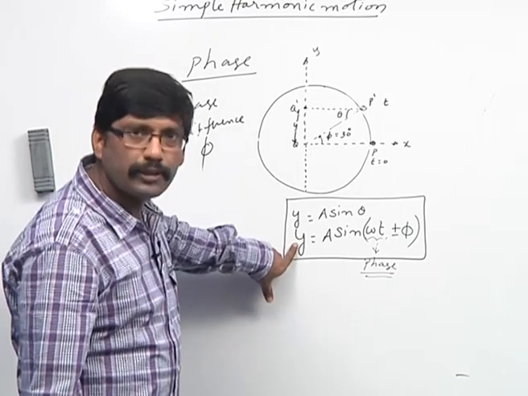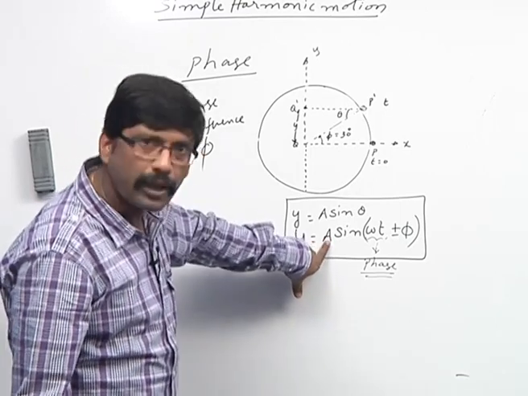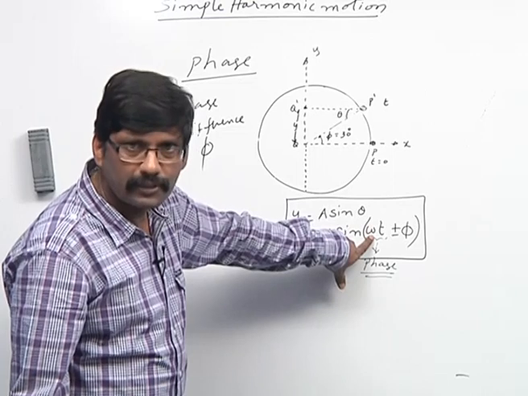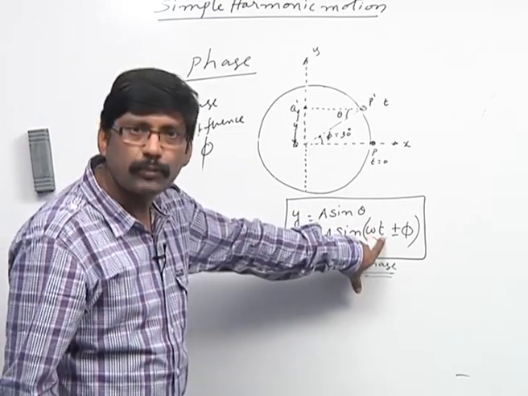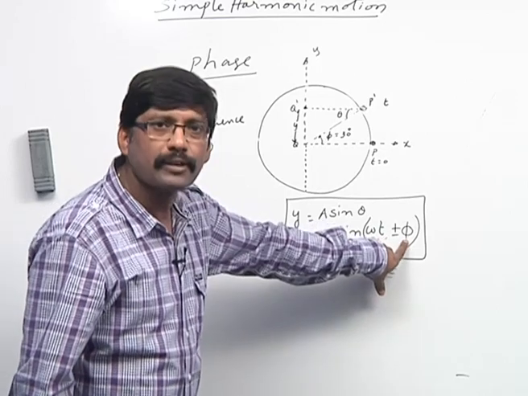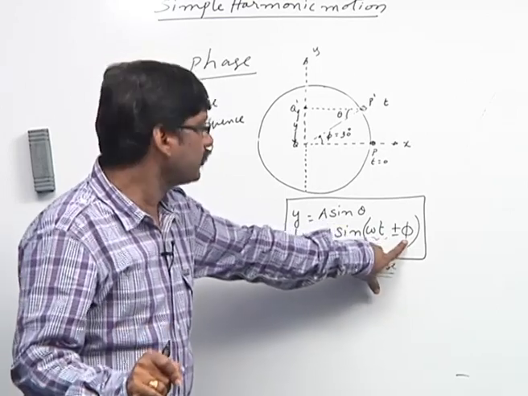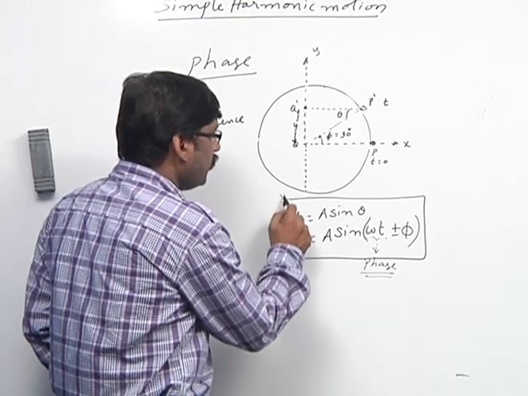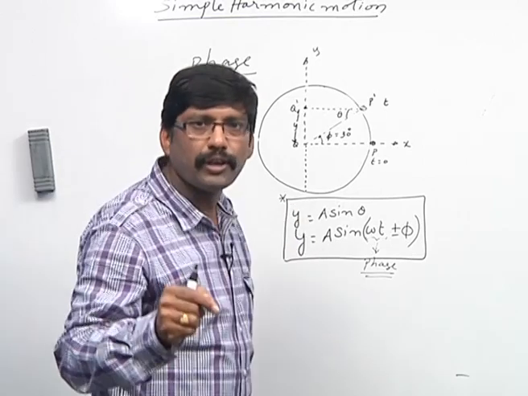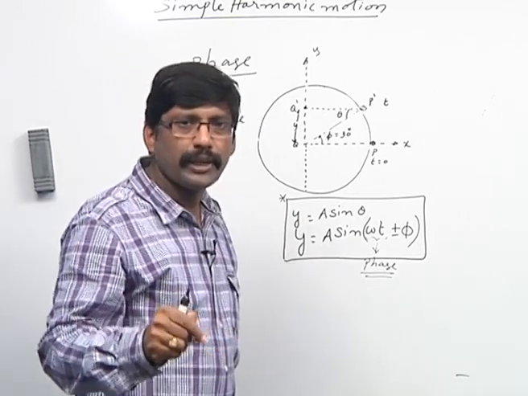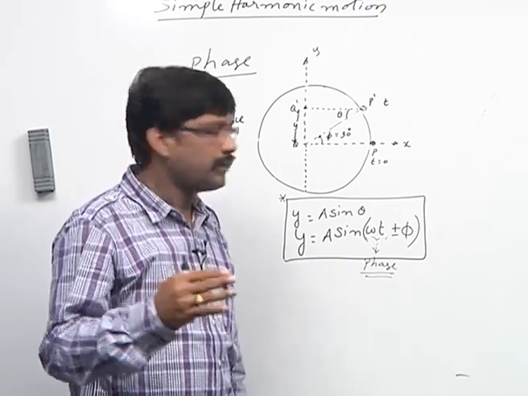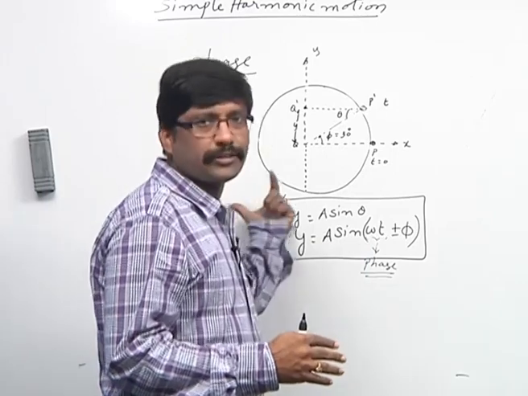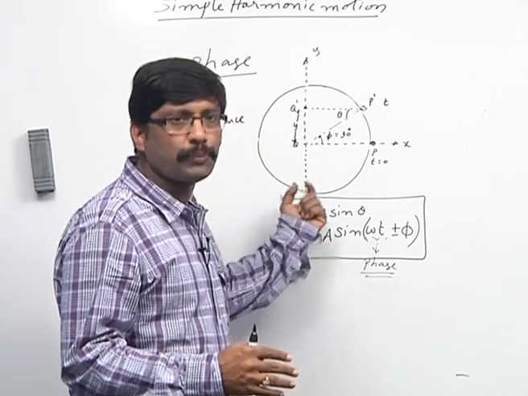Here y is called displacement, a is called amplitude, omega is the angular frequency, which is nothing but 2 pi by T, t is the time which is a variable, and phi is called the initial phase. This is the basic theory of simple harmonic motion by taking a reference circle. Let us go to the real systems which execute simple harmonic motion.